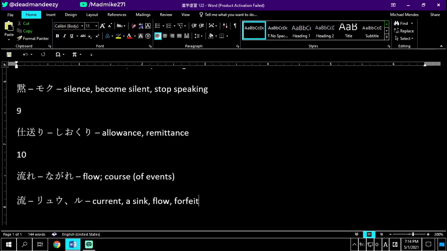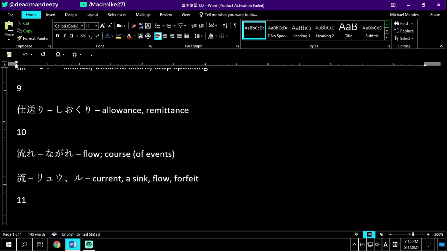I'm going to switch to writing with my middle finger because my pointer's hurting. It's going to be my go-to move from now on whenever that happens. Very much slower. Nagare. Current or a flow. Nagare.